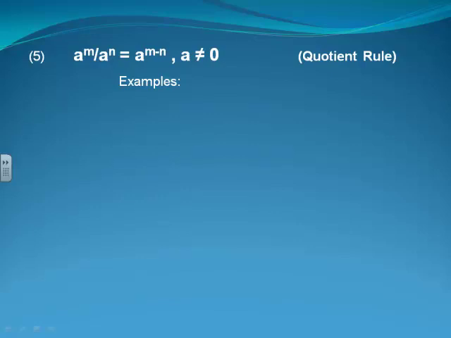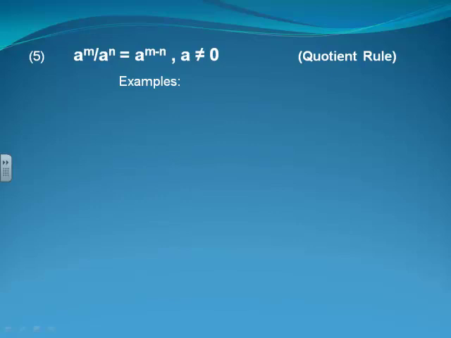Now that's very similar to property number 1, where we were multiplying and we added the exponents. Now we're dividing like bases and we subtract the exponents. Again, when you're dealing with fractions, you know you can't have 0 in your denominator, so watch out for that.